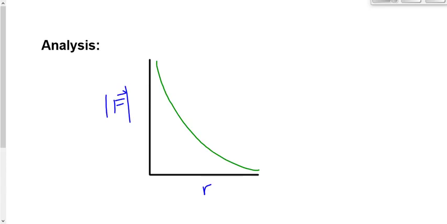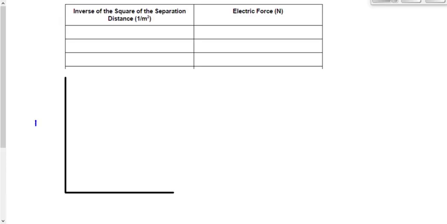What are you going to do though? We're going to plot another graph. We want another graph that is a straight line, and it's going to come from this graph. If F versus R gives me this shape, then F versus 1 over R squared is going to give me a straight line. So under analysis, you've got your graph, then you've got a new table, which is the inverse of the square of the separation distance, or 1 over R squared, and F. That gives you a straight line.